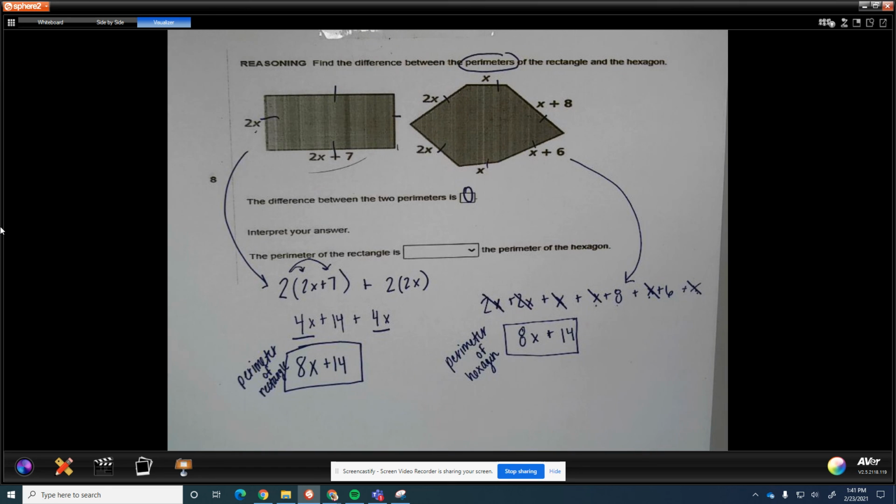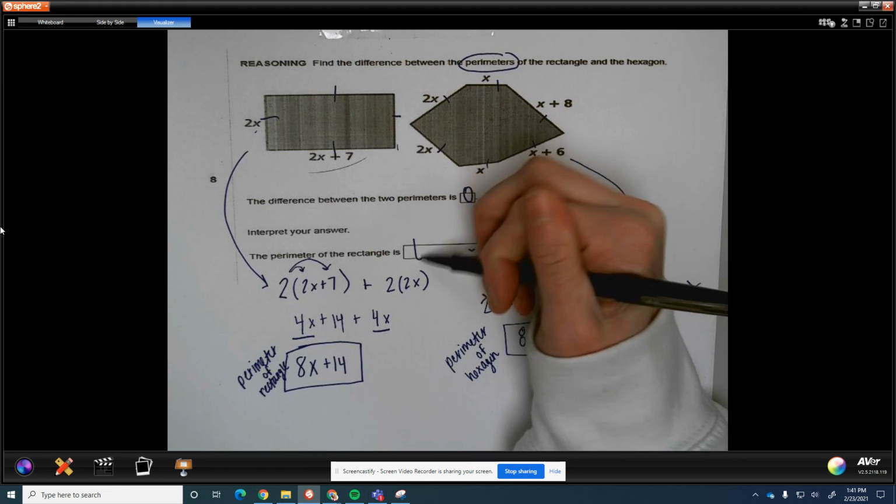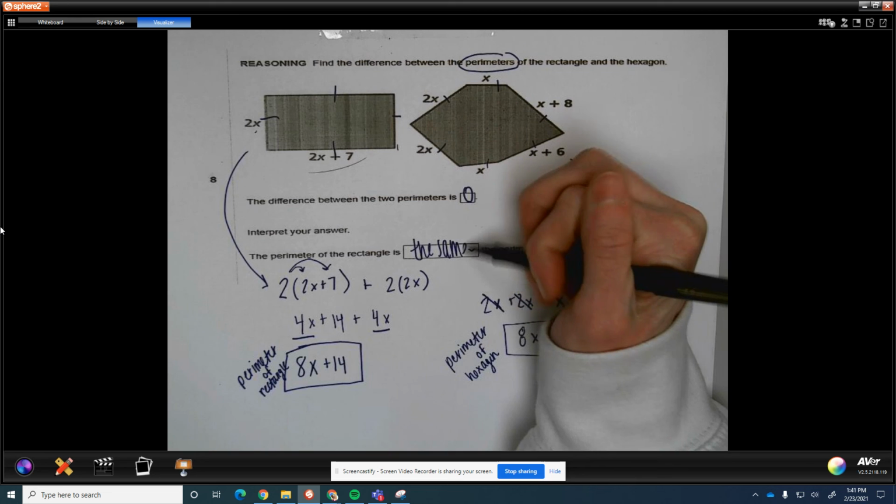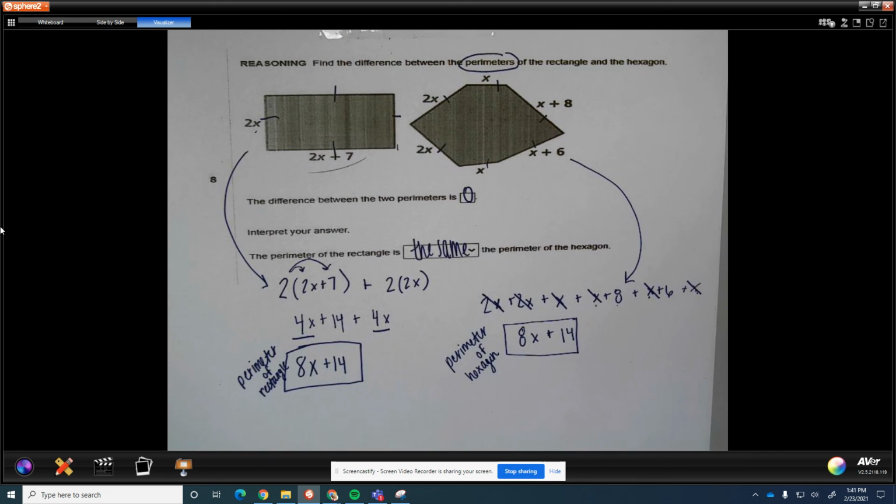And then it says interpret your answer. The perimeter of the rectangle is, and I don't know the options off the top of my head, but whatever option is equivalent to the same. The perimeter of the rectangle is the same as the perimeter of the hexagon. So there we go. Both of them are 8x plus 14.